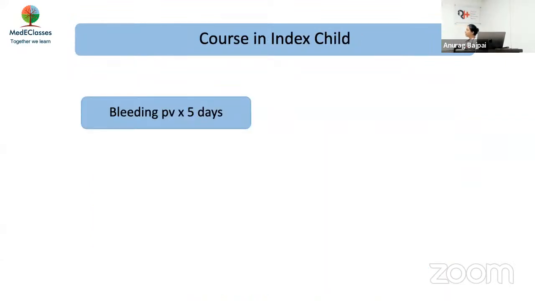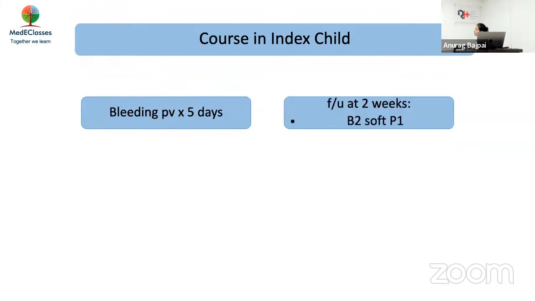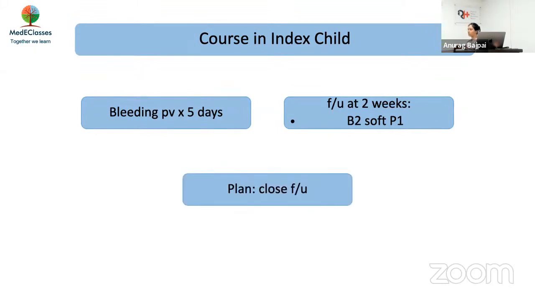In the index child, she bled for about 5 days with intermittent spotting. Follow-up at 2 weeks showed a regression in breast stage and soft breast, suggesting that the estrogen exposure had waned off, and we plan to closely follow her up to look for recurrence.